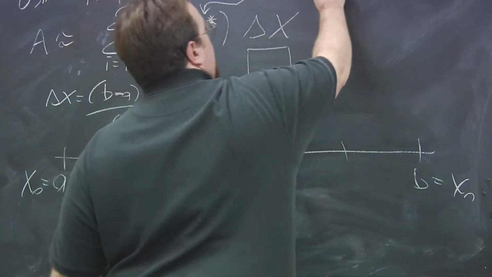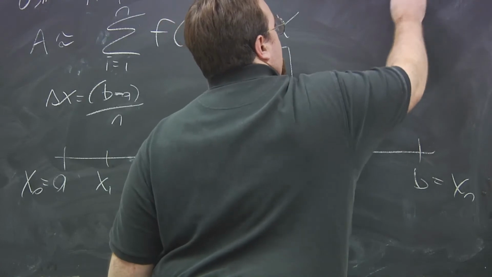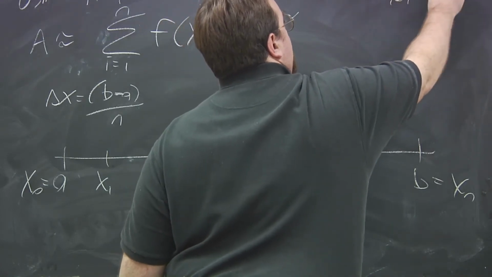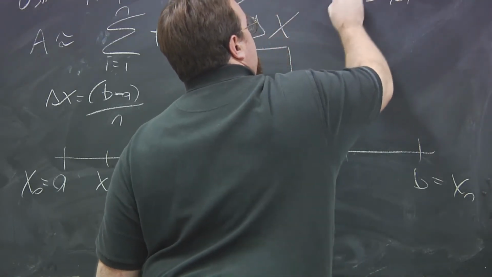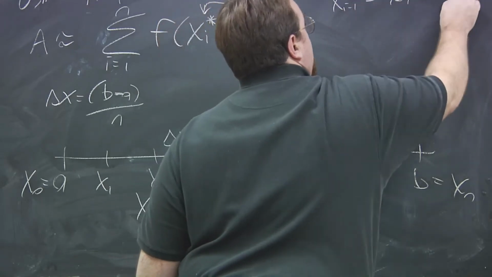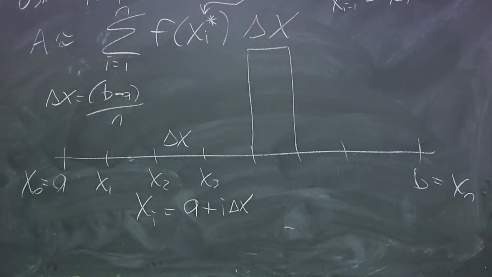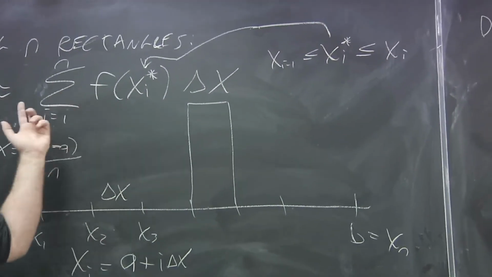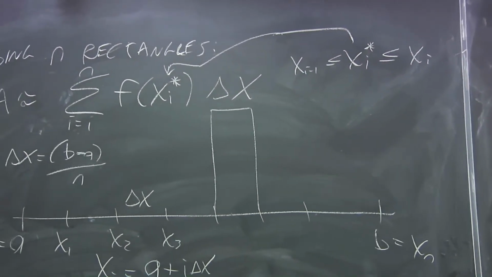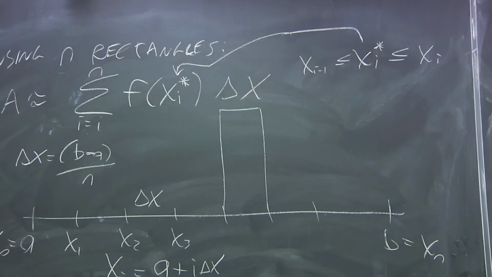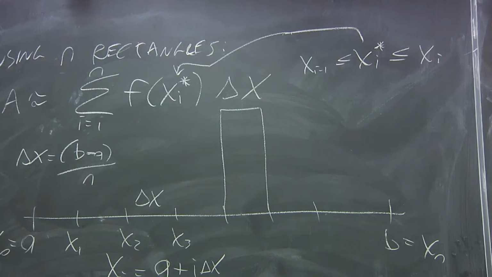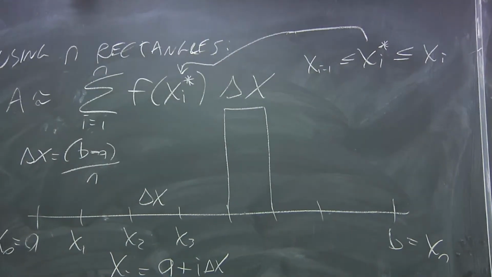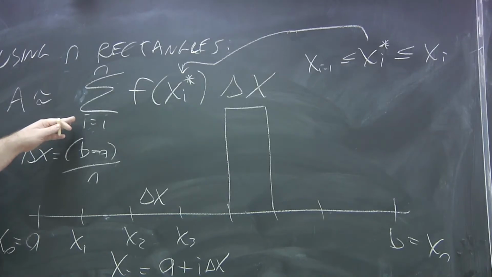At this point, xi star can be any point between xi minus 1 and xi. So obviously, whatever choice you make is going to change this approximation somewhat, but now we're going to take the limit as n goes to infinity, and it ends up the way you choose isn't going to matter. It's all going to converge to the same result. So you take the limit of this as the number of rectangles goes to infinity.